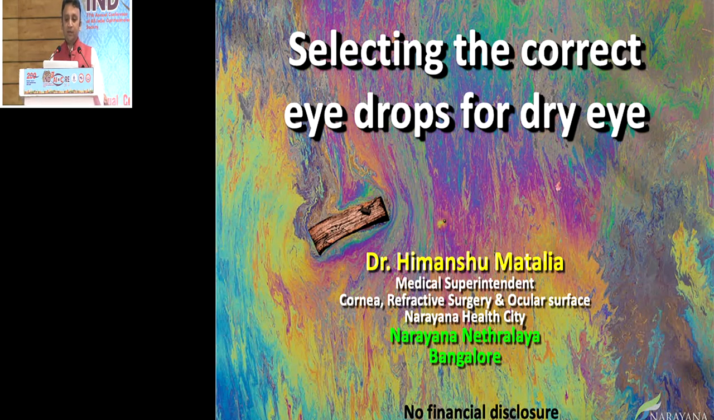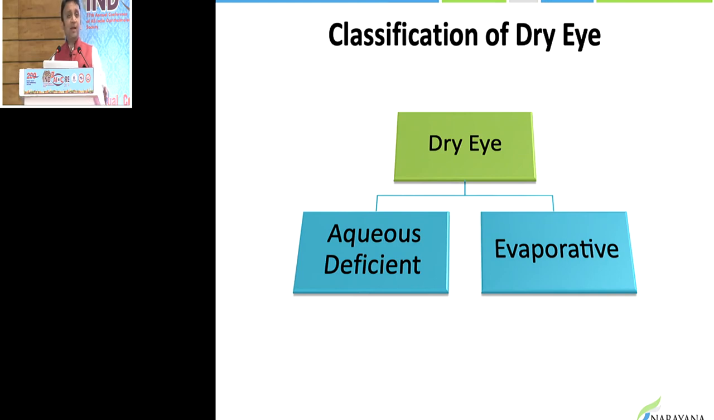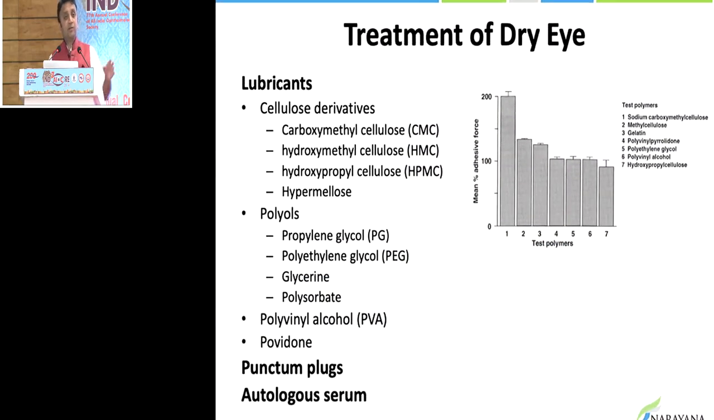So my job today is to talk to you about selecting lubricant drops. And the first question arises, why care about that? Why do we need to worry about it? I mean, just put lubricant drops and that's it. The problem is that whenever we classify dry eye, whether it's aqueous deficient dry eye or evaporative dry eye, we are classifying it based on the effect of the problem and not the root cause, right? Finally, you have abnormal tear film stability, but that's effect. That's not the root cause. Whether the tear film secretion is less, that's effect. That's not the root cause.